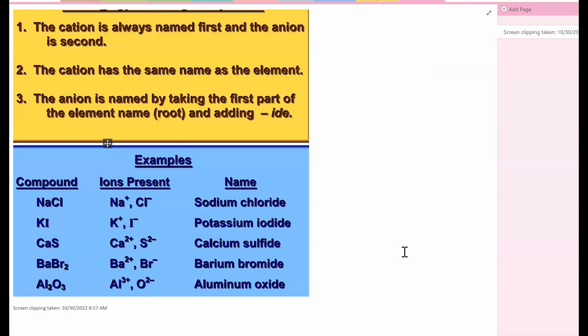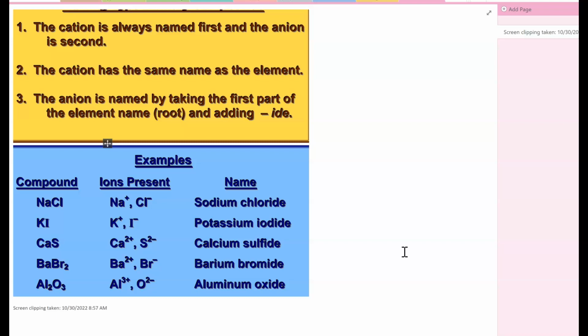Okay, so let's talk about how we name ionic compounds. There are 2 kinds of ionic compounds we're going to talk about. This is type 1. It's just binary. So you have 2 ions. One is a metal, one is a non-metal.